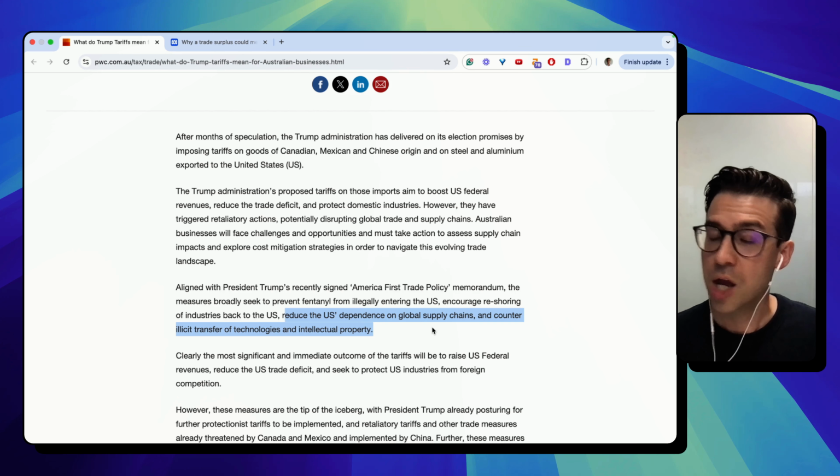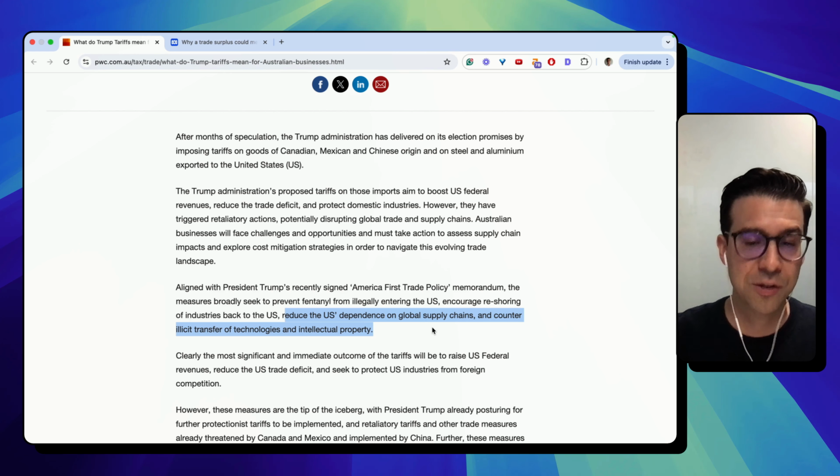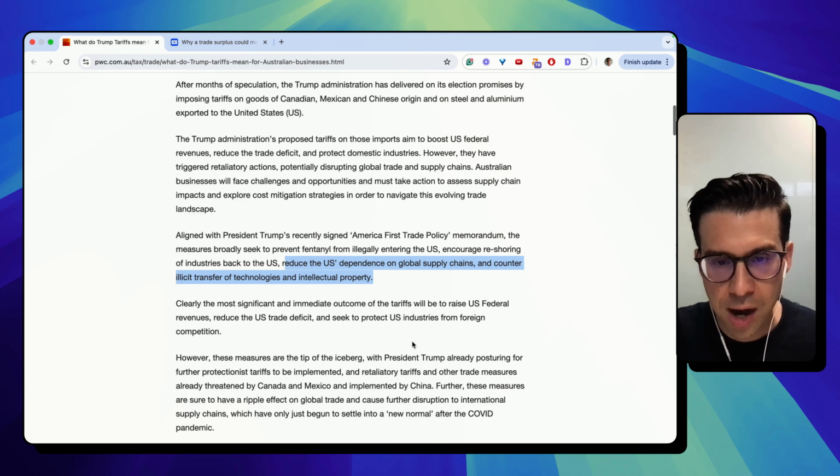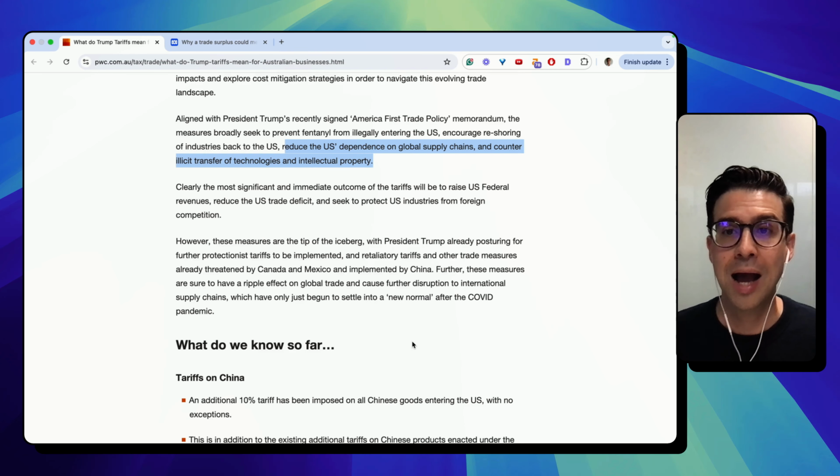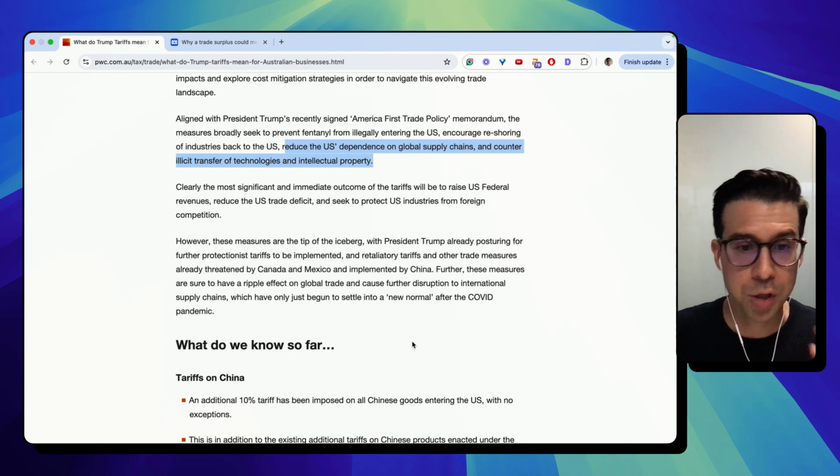Now, will these tariffs achieve all of these outcomes? That's a very different story. Now, what are these tariffs, and what will the likely impact be, short of clearly impacting global supply chains? So what do we know so far?